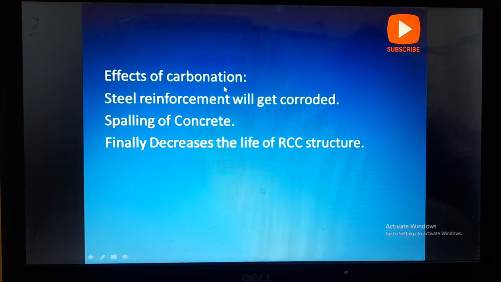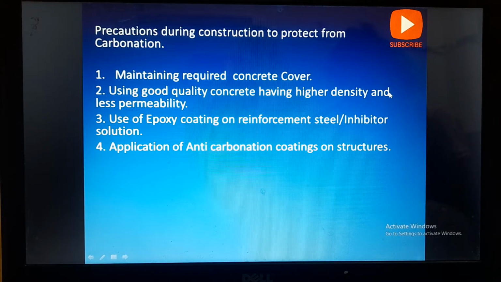Effect of carbonation: steel reinforcement will get corroded, spalling of concrete occurs, and finally the life of the RCC structure decreases. When the steel gets corroded, the volume of the steel increases and it will create stresses in the concrete, which leads to spalling of concrete and finally decreases the life of the RCC structure.